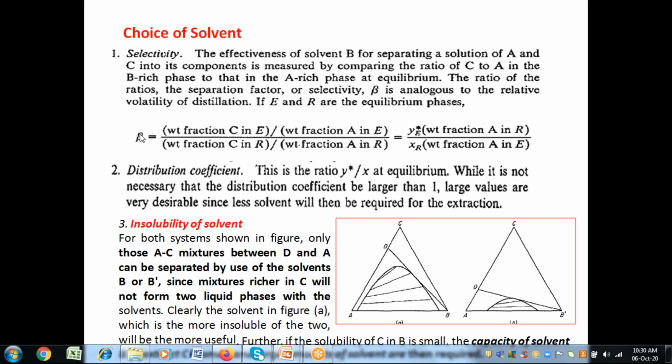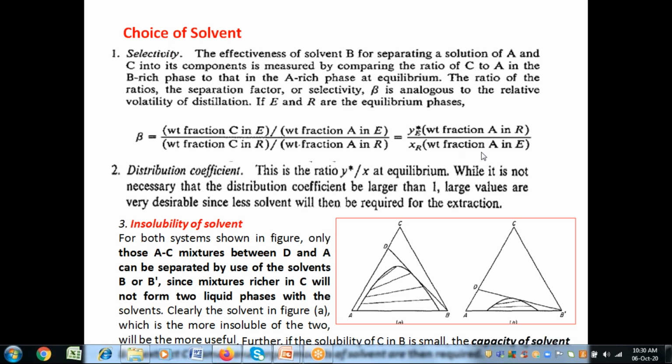So this beta is analogous to the relative volatility value. How do you define the relative volatility? If you remember, relative volatility alpha is equal to y by 1 minus y divided by x by 1 minus x. So this has the same definition. Therefore, beta is analogous to alpha, the relative volatility.